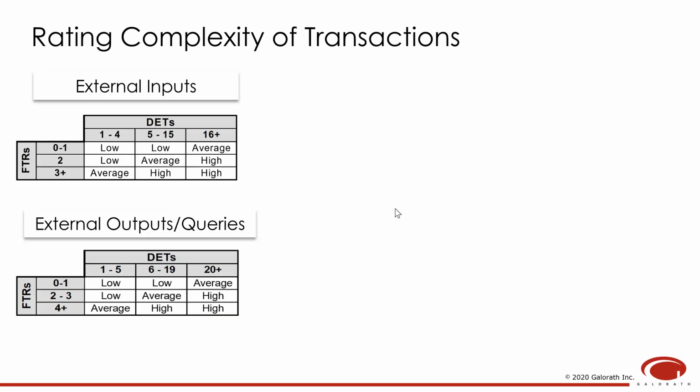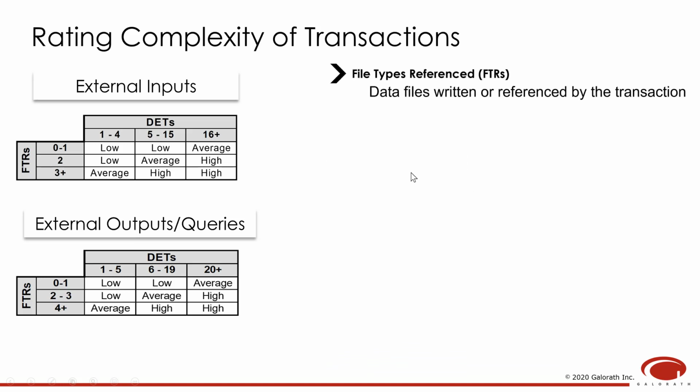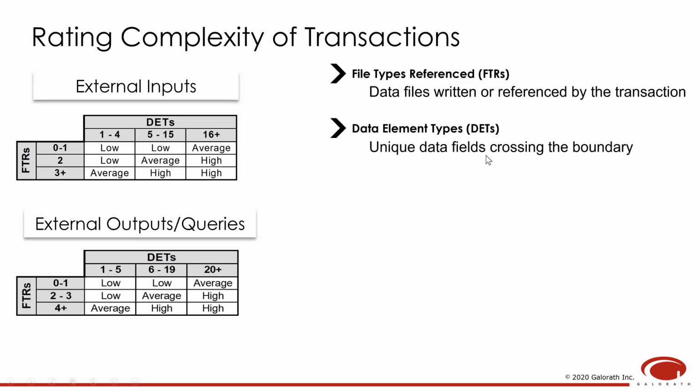The complexity of a transaction is determined by two attributes: the number of file types referenced, or FTRs, and the number of data element types, or DETs. A file type reference is basically a data file that is written or referenced by the transaction. A data element type is a unique data field that crosses the boundary of the application during the execution of the transaction. Let's illustrate this with an example.